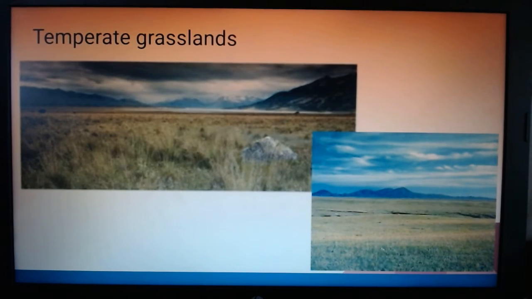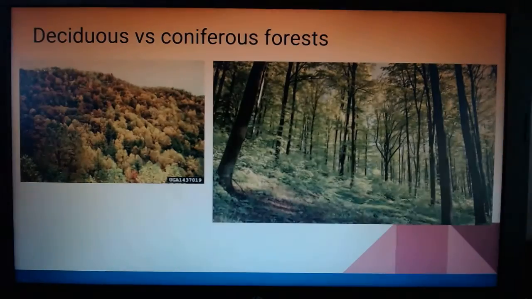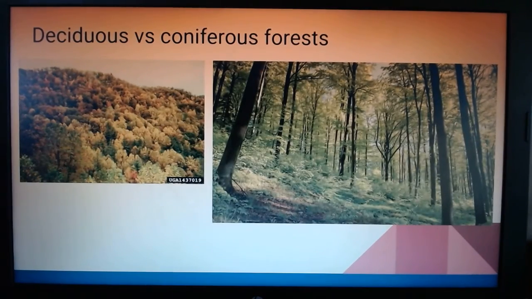Our temperate grasslands then. Again, vast open spaces, but no tree species at all. This is just open grassland, all right? And we've done that. Moving quickly on to our deciduous and coniferous forests, okay?